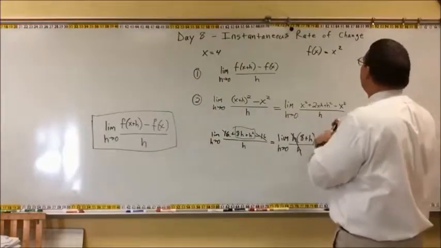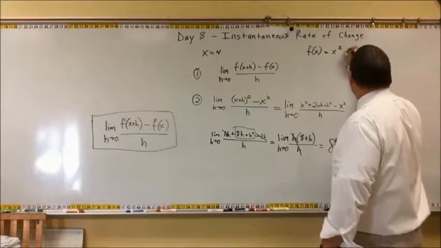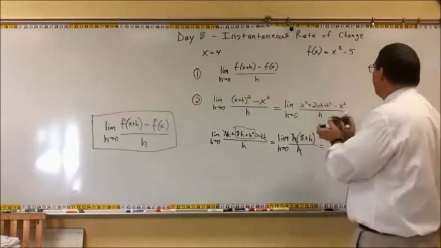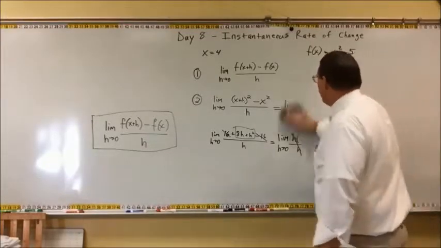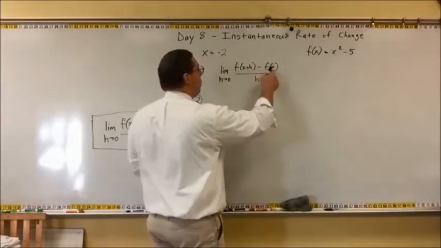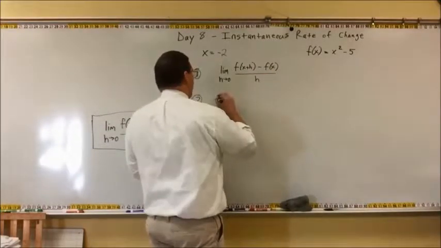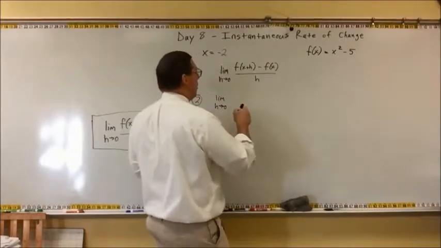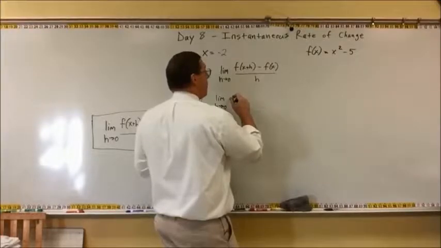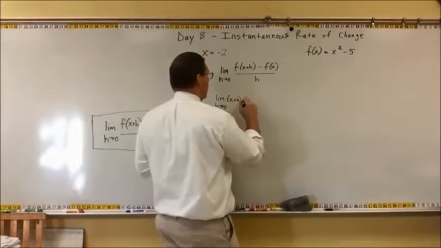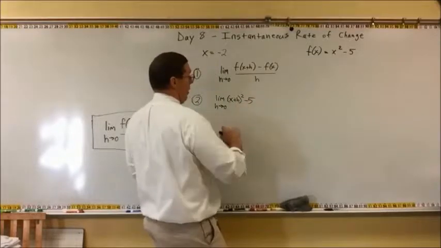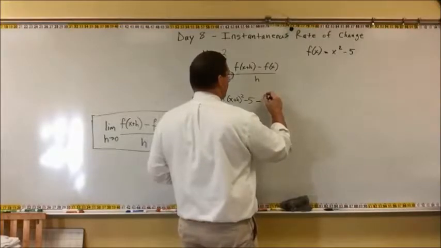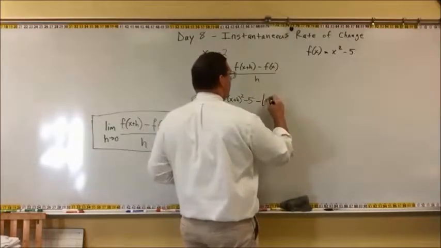Why don't we do it again, except we're going to change the function up. Let's make it x squared minus 5. We are going to replace these two with that function, right? So we're going to have the limit as h approaches 0 of, let's see, x plus h squared minus 5, right? Minus, now watch what I got to do here. I got to actually use some brackets. Minus x squared minus 5.